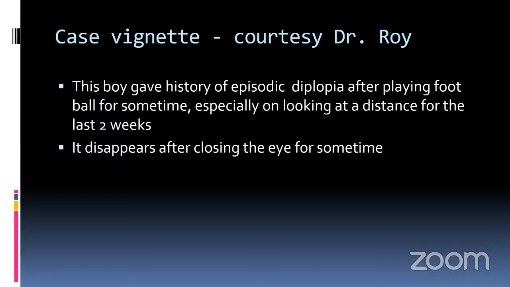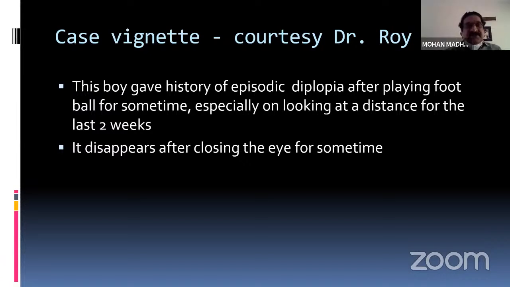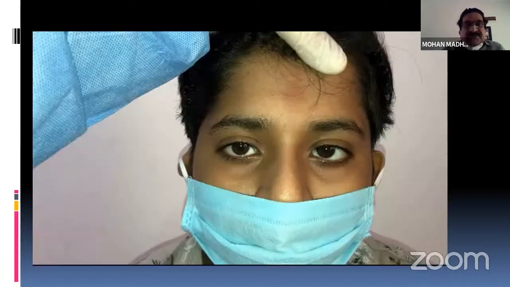Okay, sir. Now, I will tell you a similar case. This boy gave a history mimicking myasthenia: episodic diplopia after playing football for some time, especially when looking at distant objects, for the last 2 weeks. He was perfectly all right prior to that. It disappears by closing the eye for some time, then he begins to get it back. So it develops diplopia on exertion.